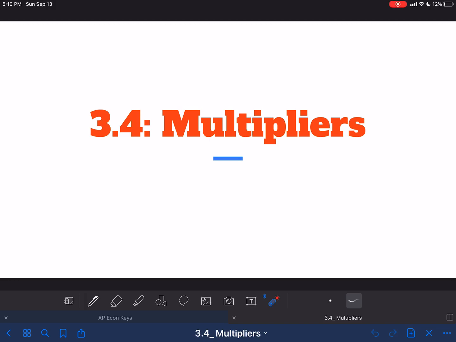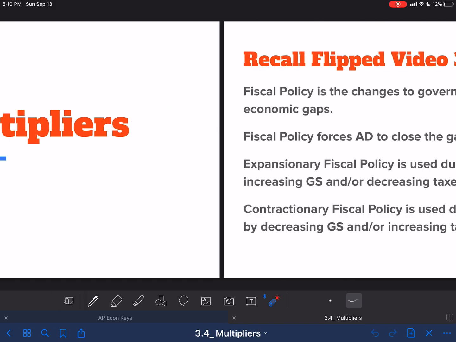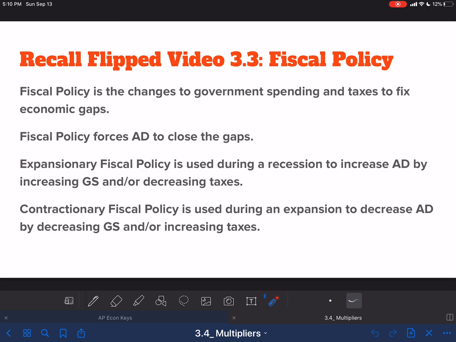This is flip video 3.4, multipliers. So if you think back to flip video 3.3, fiscal policy is changes to government spending and taxes to fix economic gaps. So we're using fiscal policy to force aggregate demand to close recessionary and inflationary gaps.